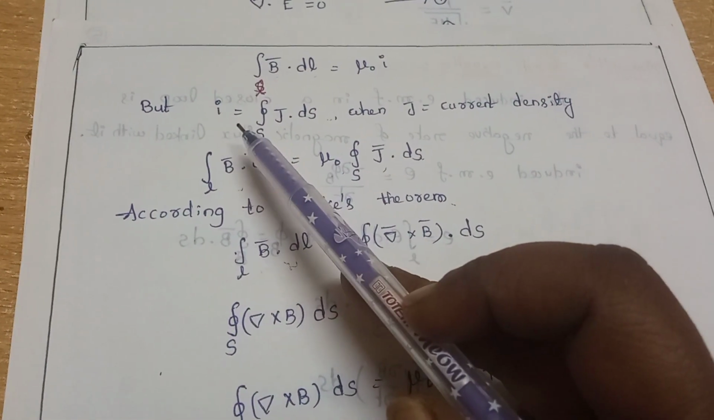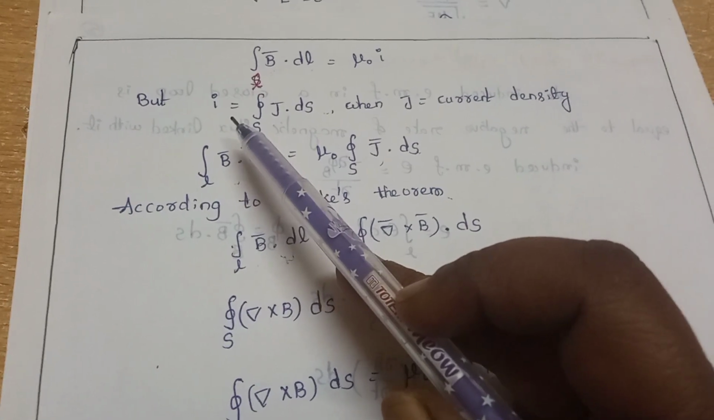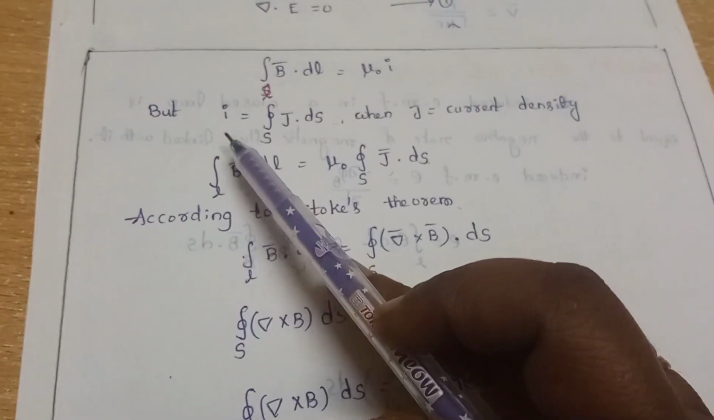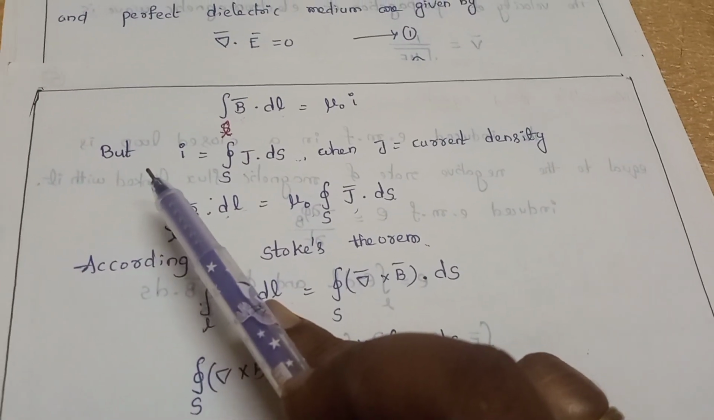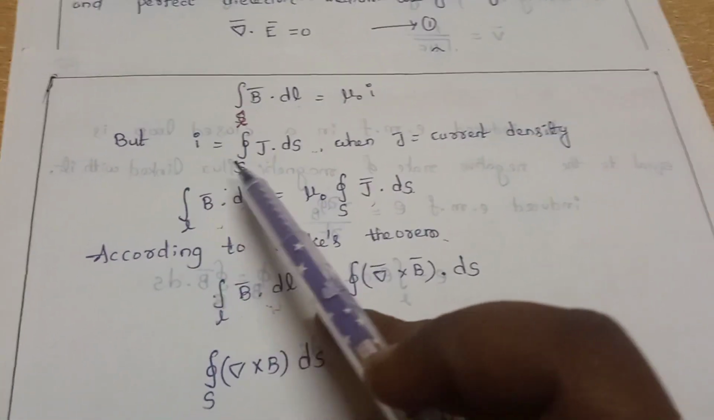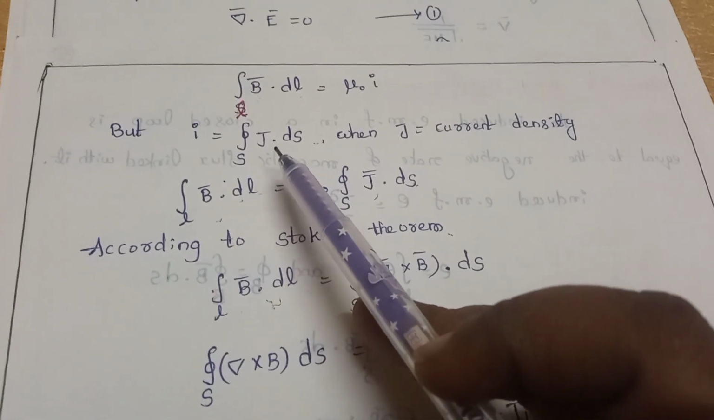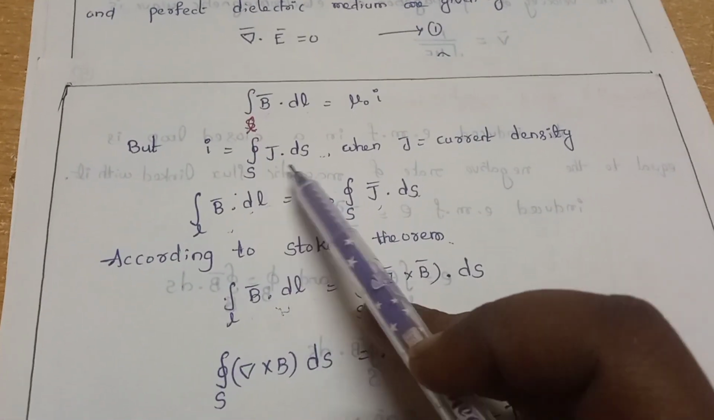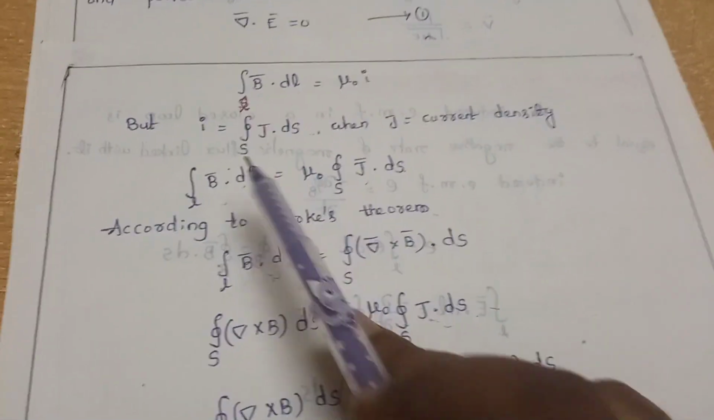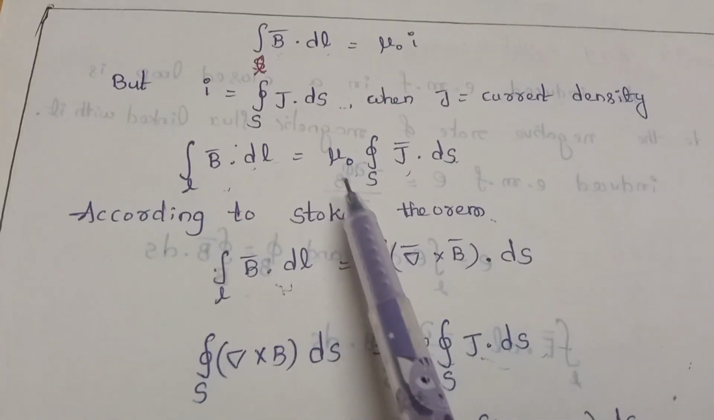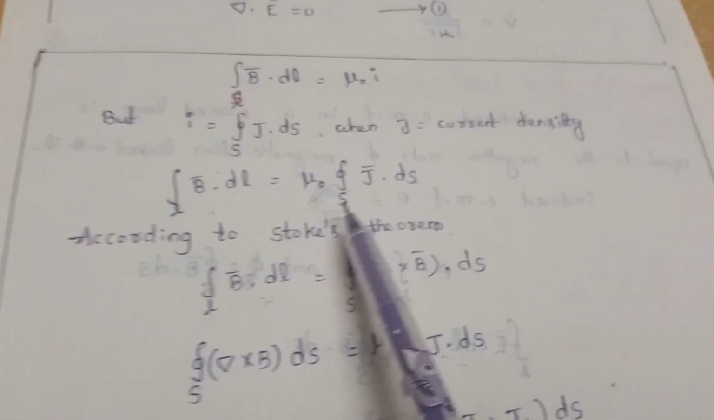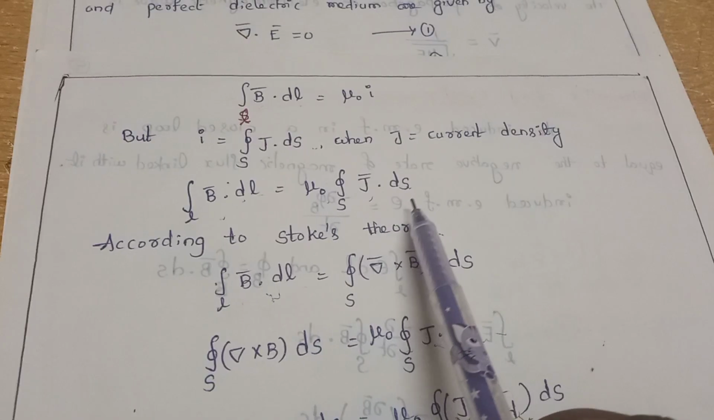But we know that current density is equal to current by area. Then current is equal to current density into area. So current can be written as I is equal to the surface integral of current density, that is J dot ds. So in the place of I we can substitute J dot ds. Then the line integral of B dot dl is equal to mu naught into the surface integral of J dot ds.